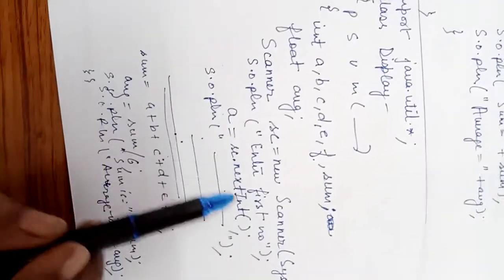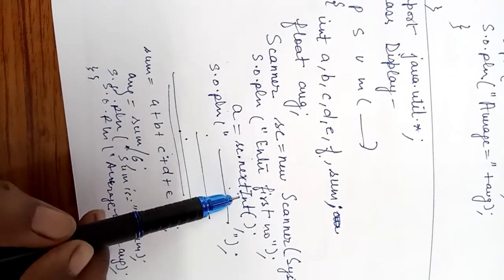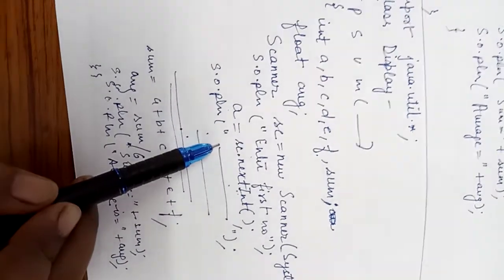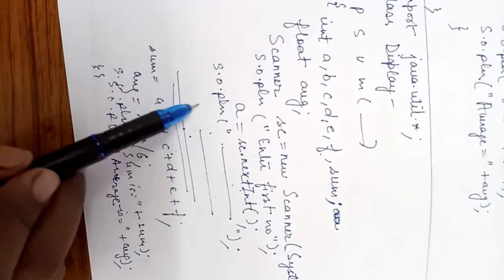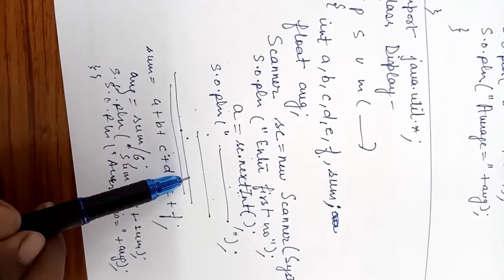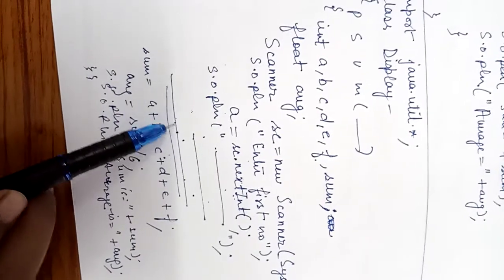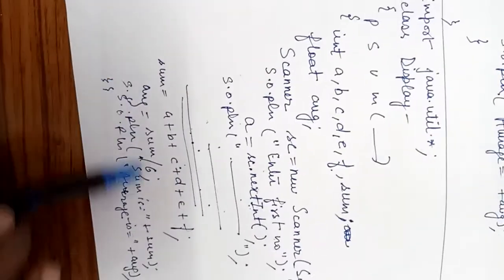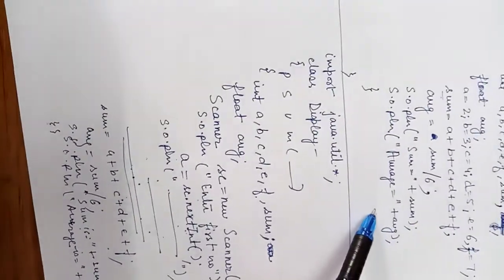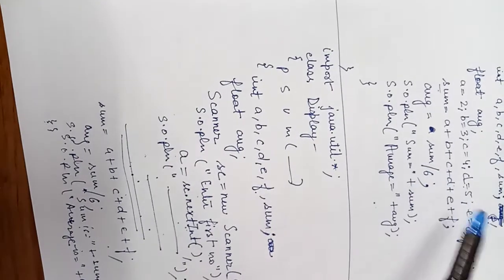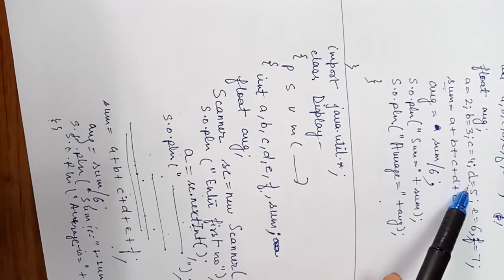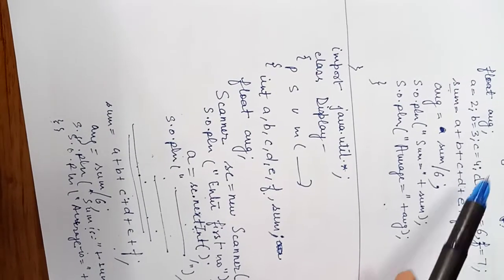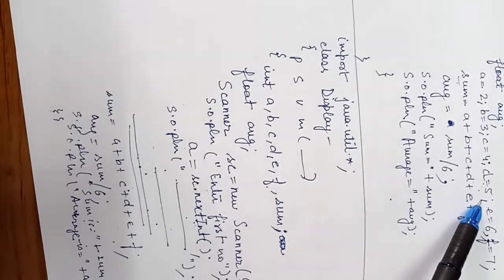Once I ask for the first number, I read that and store it within A. Next we will ask enter second number, sc.nextInt and store in B. Then again we will ask for the third number, and store in C, D, E, F. Then we will be calculating the sum. The calculation and displaying of the message will be the same as in the previous program. Only the method of taking values from the user versus initialization is different. In this we are initializing the variables by ourselves, and in this we are taking the values from the user.